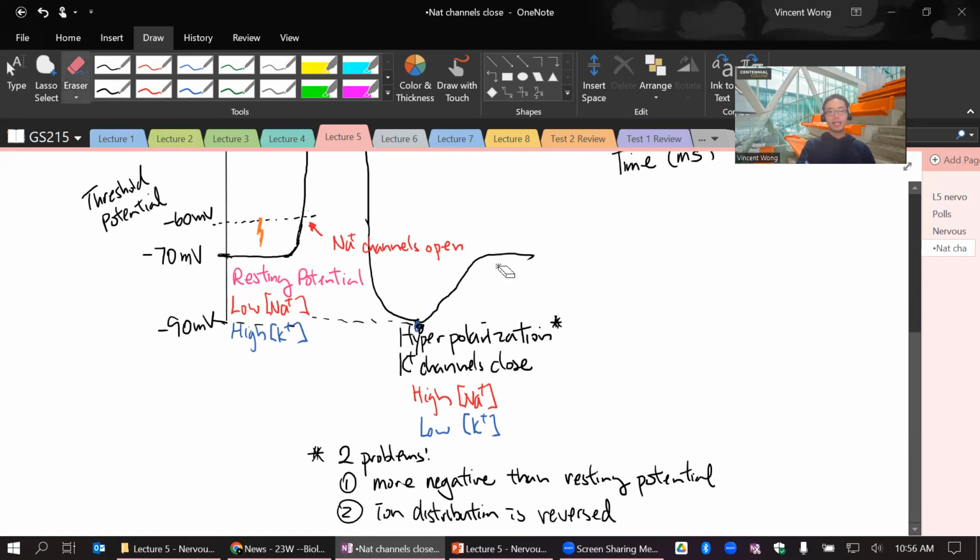And to reset it, that will be the job of what? Who's going to come in and reset our ion distribution and bring it back to minus 70? The pump, that's right. The sodium potassium pump will reset the resting potential. And then the neuron will be able to transmit another signal.